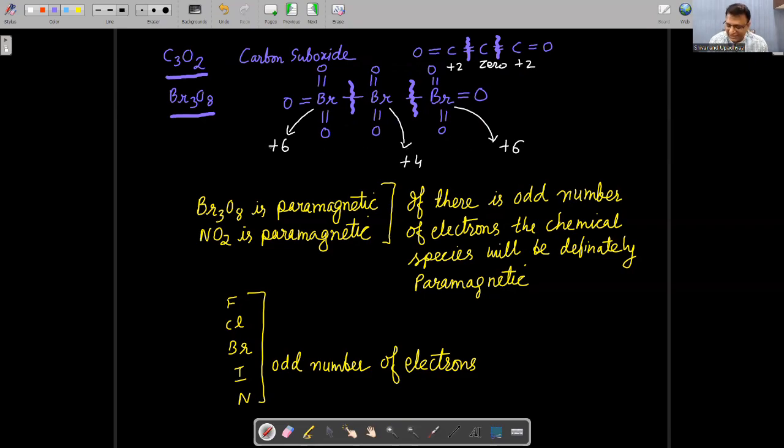It is mentioned that Br3O8 is paramagnetic, and I am giving you a trick which is not valid everywhere, but it is valid for a particular example.